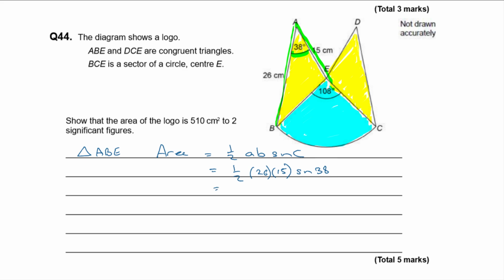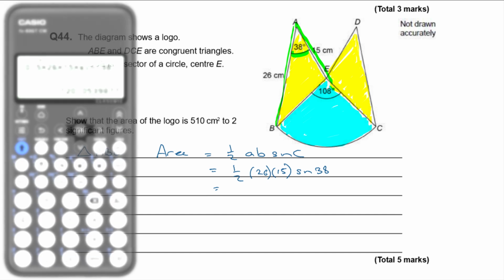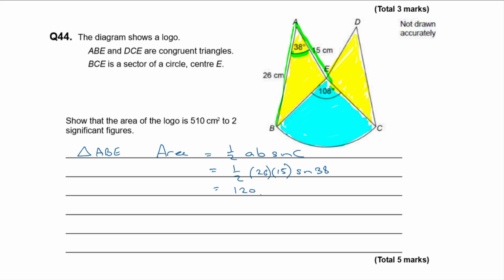So what's that? Tapping that carefully into the old calculator. So half times 26 times 15 times the sine of 38. Now that comes to 120.05. I'm going to just round that off to 120.1. And then I've got the area of the sector. So sector BEC.